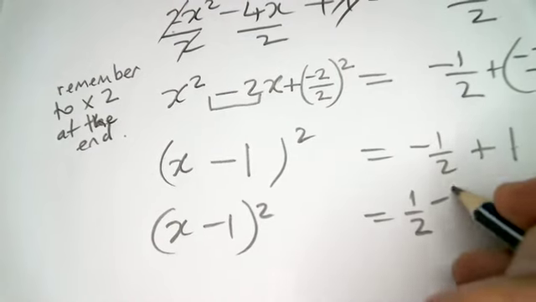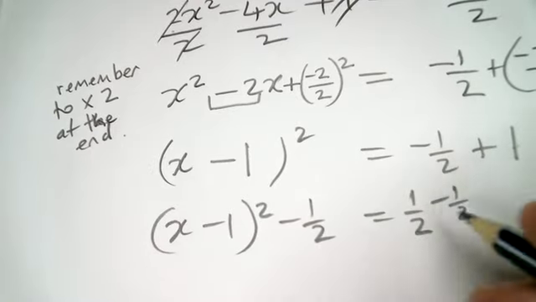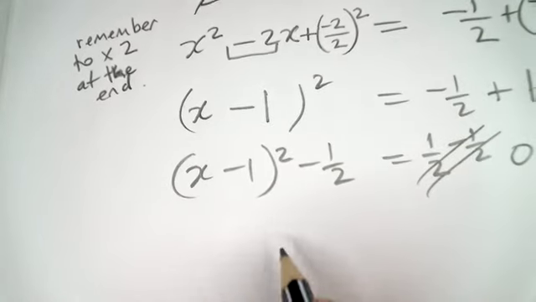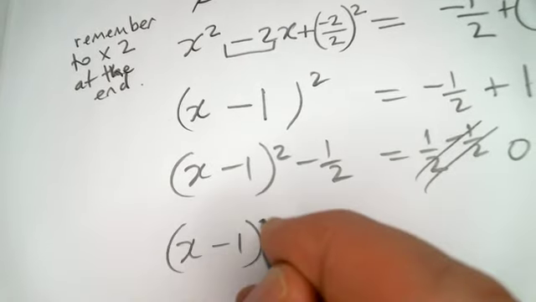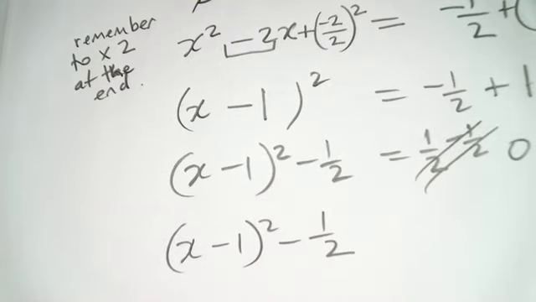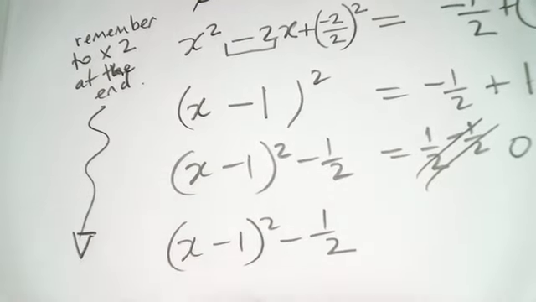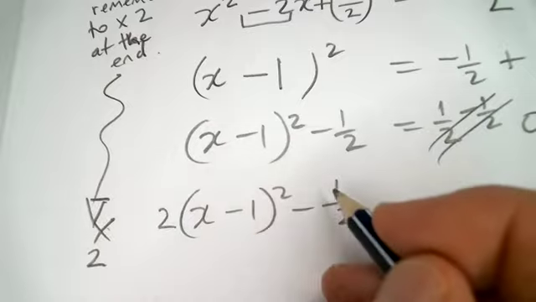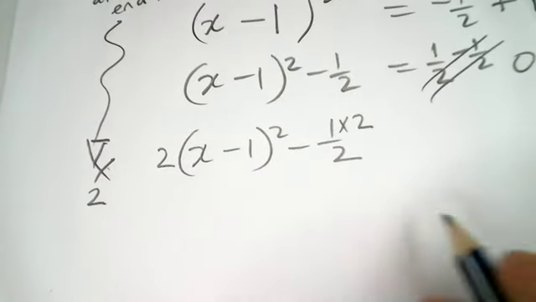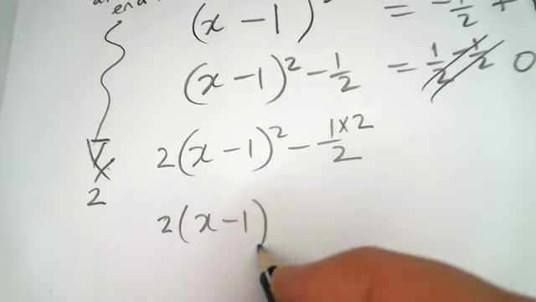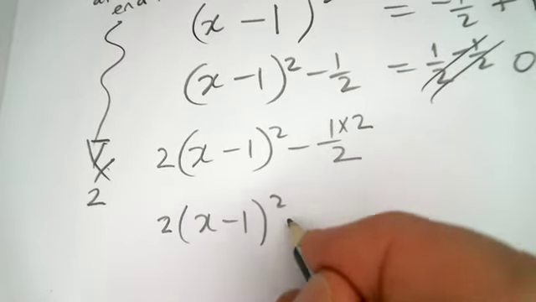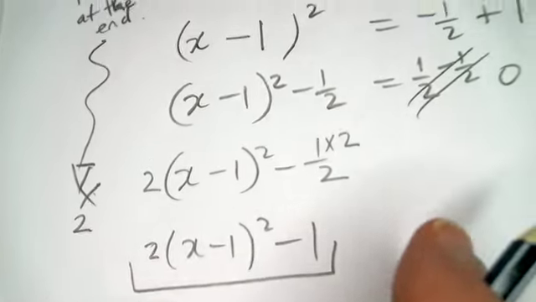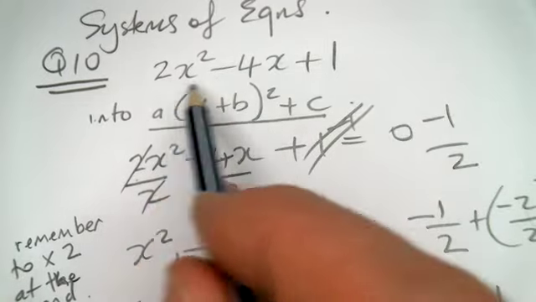So I'm going to now subtract a half from both sides. So this is now equal to 0, but we're not going to even concern ourselves with that at all. So now we've got (x − 1)² − 1/2, and now this thing here comes into play. We're going to now multiply everything by 2. So this is now 2 times that and 2 times that. So this is now going to be 2(x − 1)² minus, well, 2 times that is going to be −1. So there is the completed square version of this fellow here.